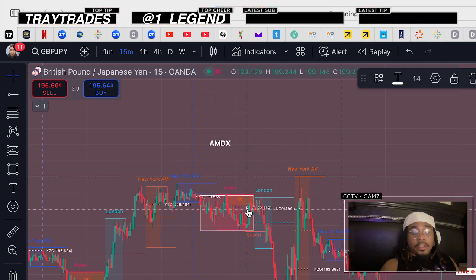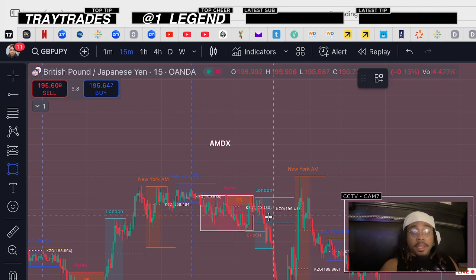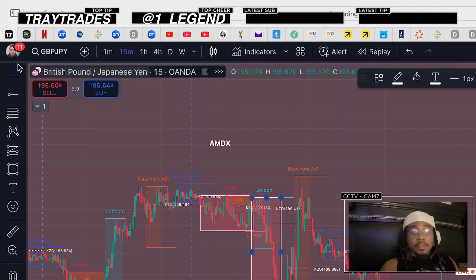Our London starts. Right off the bat, what does London do? London manipulates. London sells. But keep in mind, you don't want to sell at the bottom. You want to sell at the top of the accumulation. You would like to see price sweep the bottom, come up here, manipulate both sides of the accumulation, and you sell from here. So we get our London that manipulates.